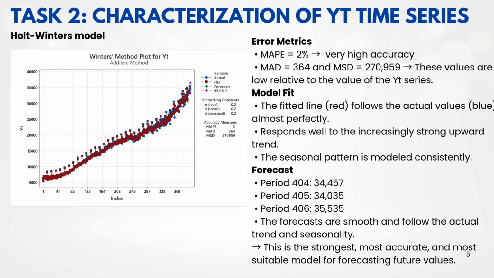About Holt-Winters, the error metric MAPE equals 2%, very high accuracy, MAD equals 364, and MSD equals approximately 270,000. These values are low compared to the value of the data, and the fitted line follows the actual values almost perfectly. About the forecast, these forecasts are smooth and follow the actual trend and seasonality. This is the most accurate and most suitable model for this time series.